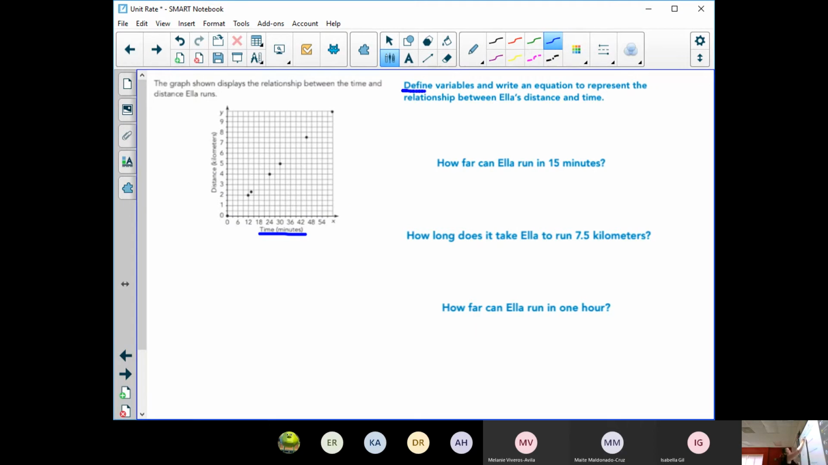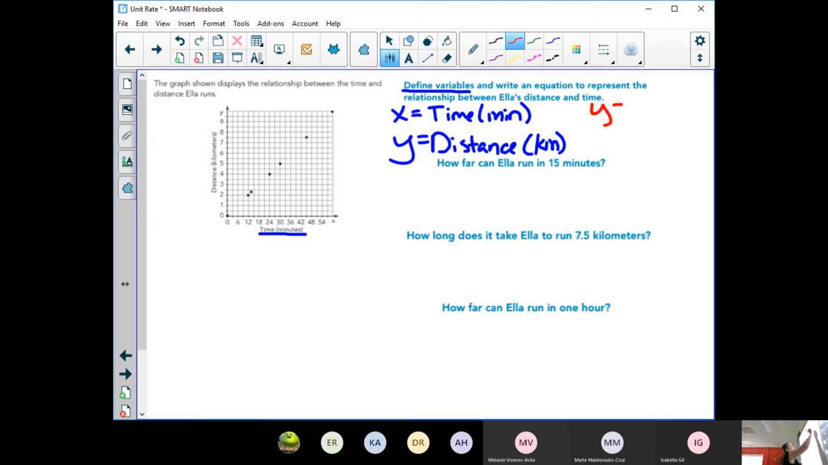So if you see the words define variables, all that means is to say what x is equal to and what y is equal to. So x on my graph is time, and that's measured in minutes, and y is my distance, and it's measured in kilometers. And now we need to write the equation. So y equals rx, and we need to find what r is equal to. So how am I going to find what R is equal to?